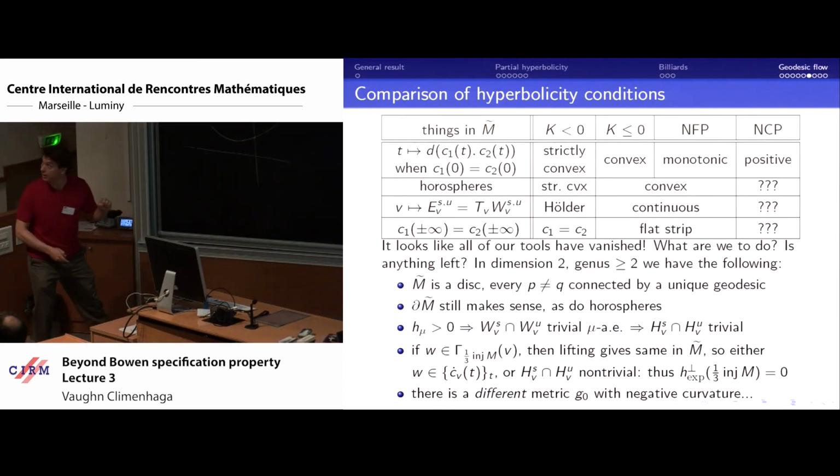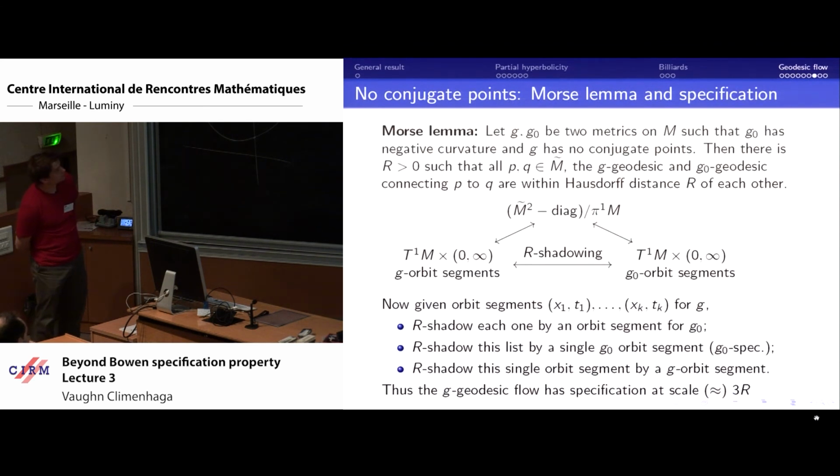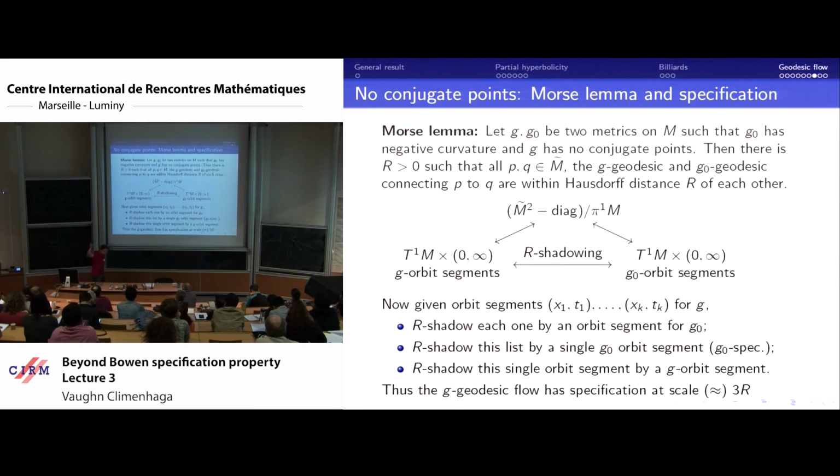Yes? Yes. So I will go very quickly through the remaining ideas. The remaining ideas are as follows. There's another metric on your surface of genus at least 2, which has negative curvature. There's a Morse lemma, which tells you that given a no conjugate point metric, a negative curvature metric, and a pair of geodesic segments on the universal cover, one for each metric that start and end in the same place, there's a uniform bound on how far they are apart.